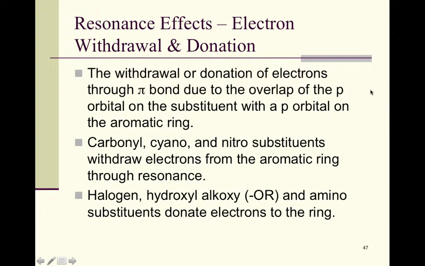Resonance effects are the electron withdrawal and donation through the pi orbitals, due to the overlap of the p orbital on the substituent with the pi orbital on the aromatic ring. Carbonyl, cyano, and nitro substituents withdraw electrons from the aromatic ring through resonance, while halogens, hydroxy or alkoxy, and amino substituents donate electrons to the ring.